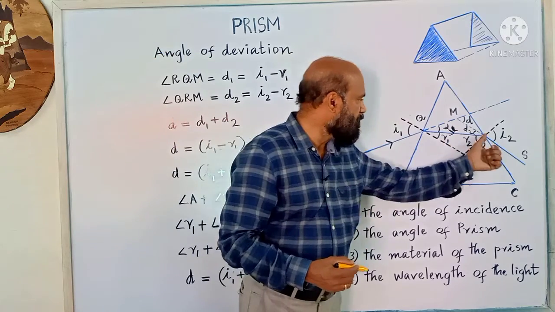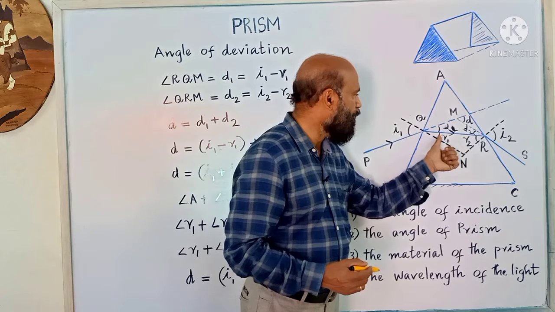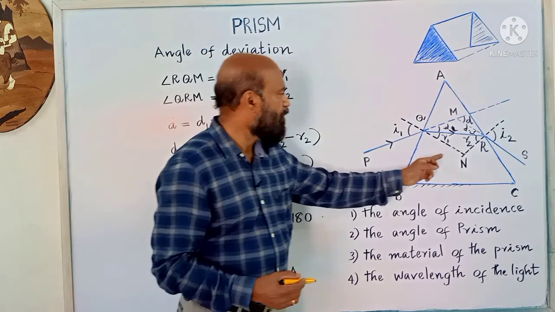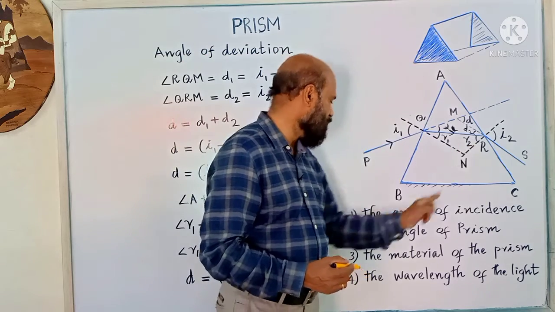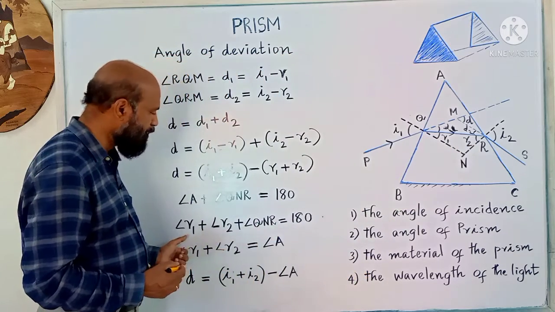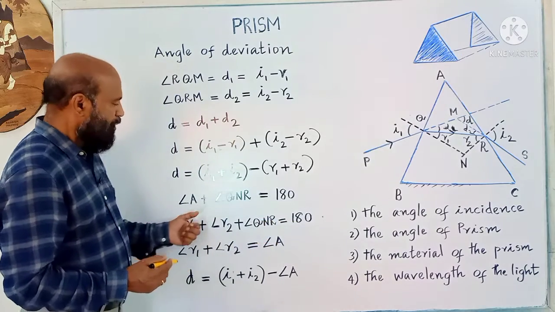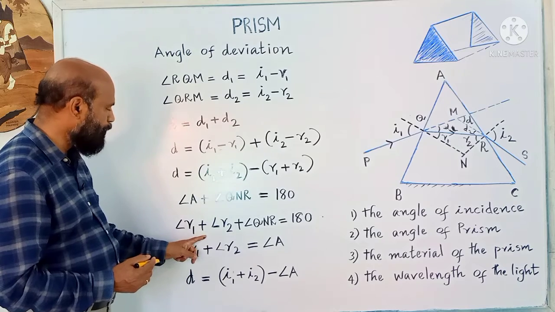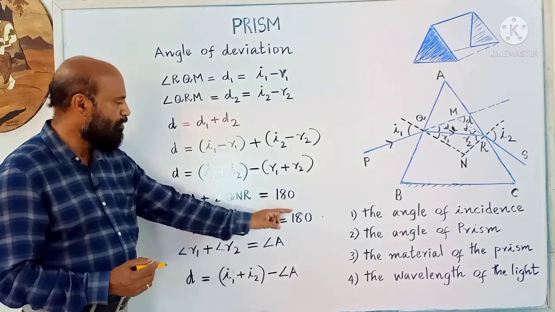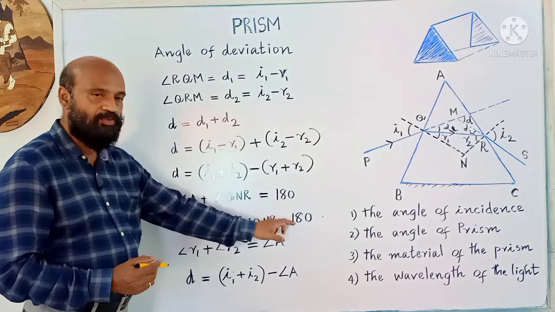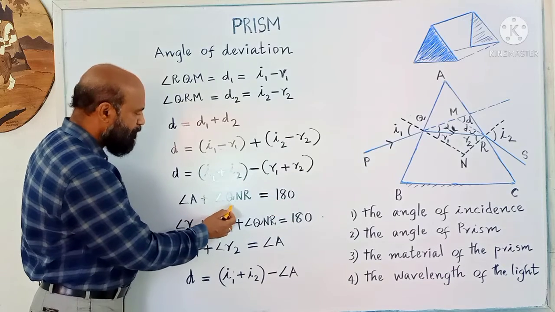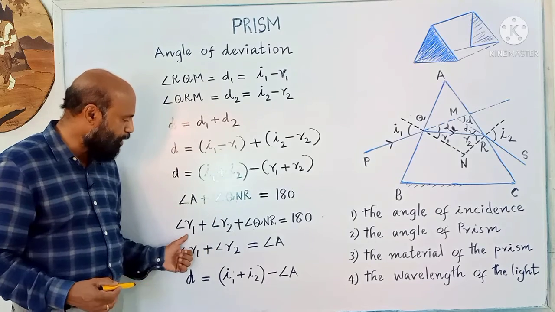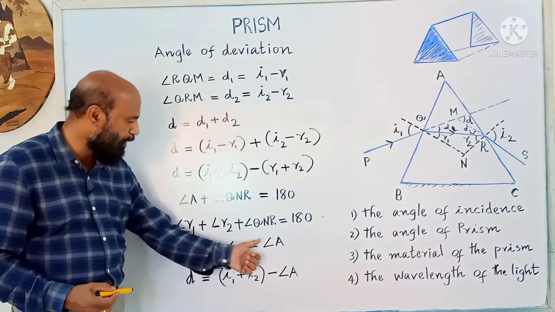Now in this triangle, R1 plus R2 plus angle QNR is equal to 180, because the total angle in a triangle is 180. Now from these two expressions, you can get R1 plus R2 is equal to A. So on the right hand side we have 180, and on the left hand side you can see angle QNR. Then angle R1 plus R2 is equal to angle A.